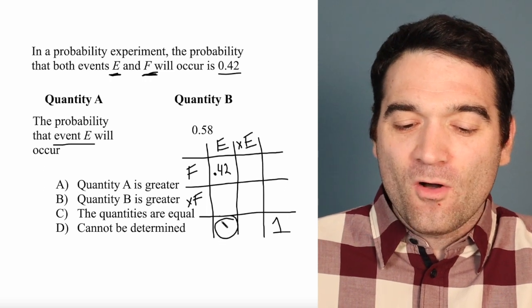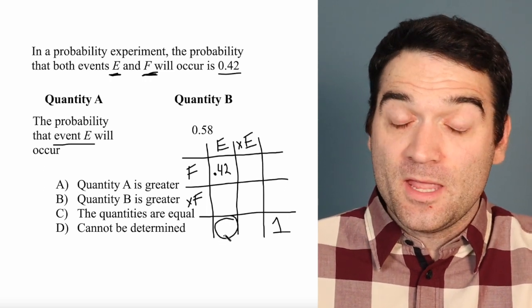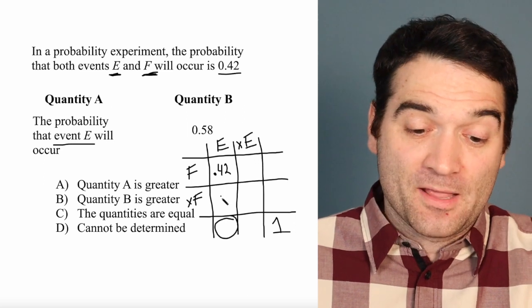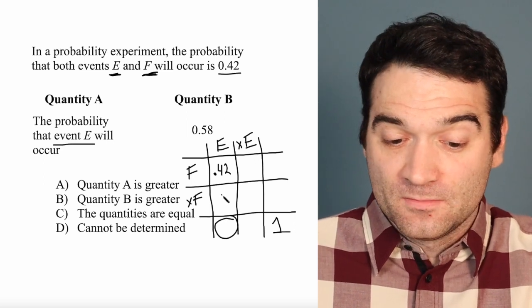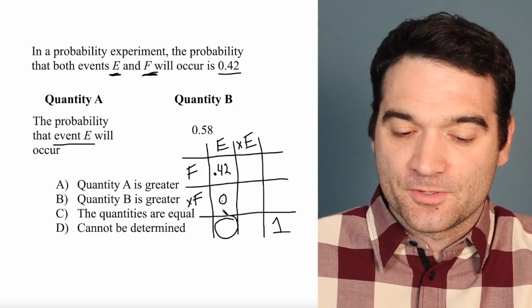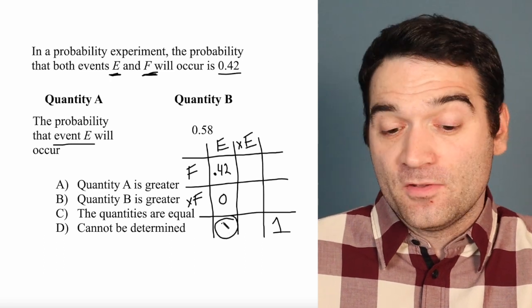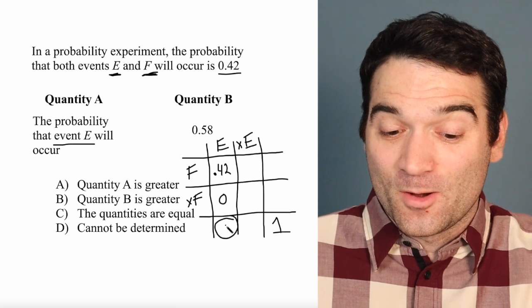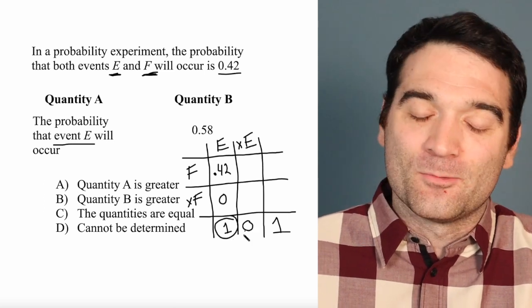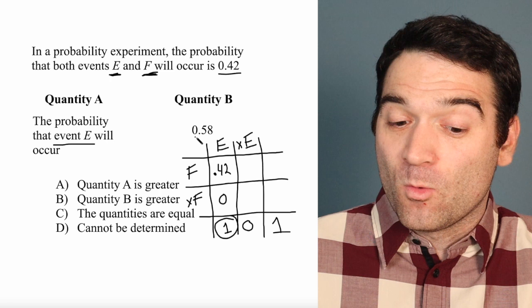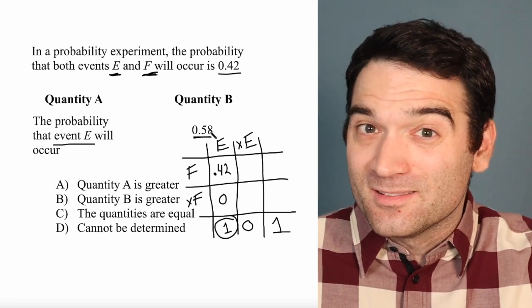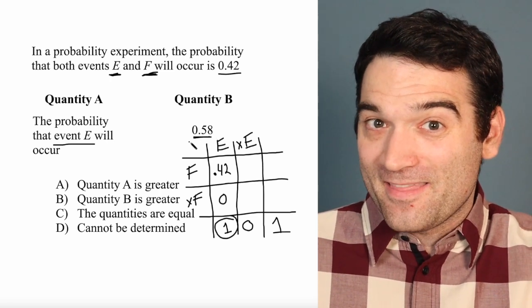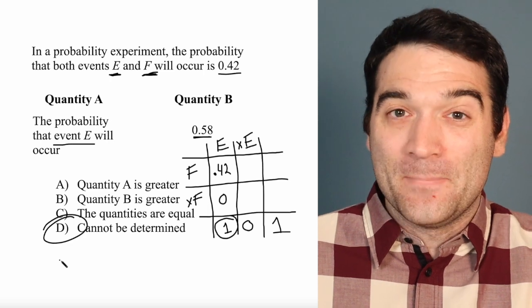Well, think of all the possibilities that could be. If, for example, not F were 0, so this one were 0, then this would equal 0.42. But if it were equal to 0.58, then this one would equal 1, and then that would equal 0. So it could equal 0.58, but it could also be less than 0.58, meaning that the answer here cannot be determined.